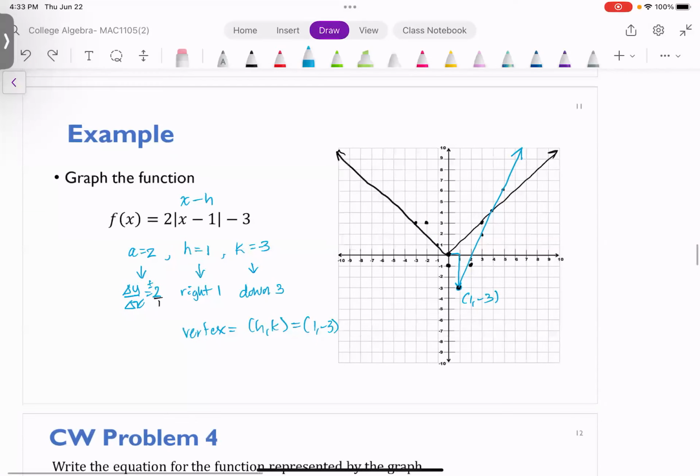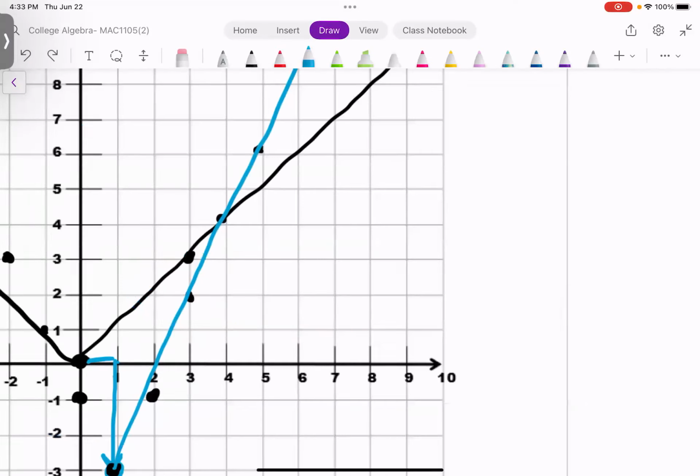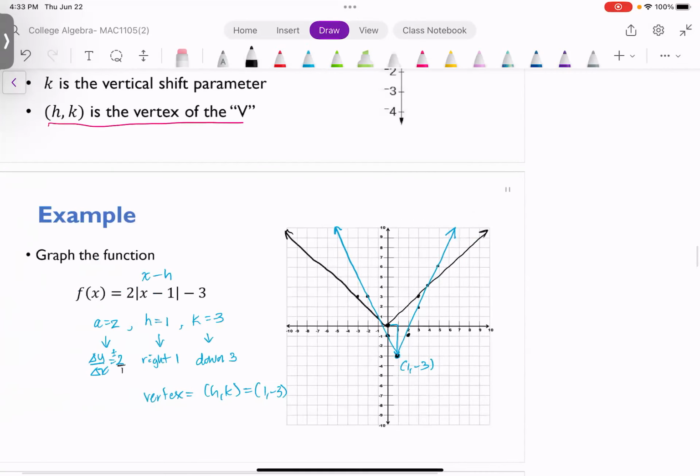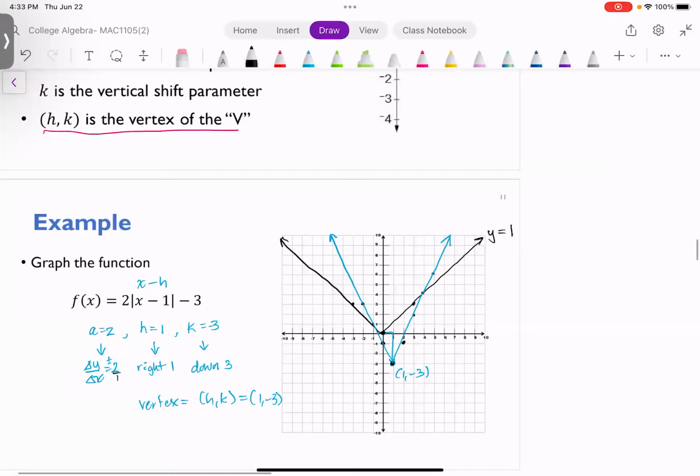I'd like to complete it really nicely, but sometimes that's not in the cards. I think I can do it though. There we go. So if the black graph is the graph of y equals absolute value of x, the blue graph is the graph of f of x equals 2 times the absolute value of x minus 1 minus 3.